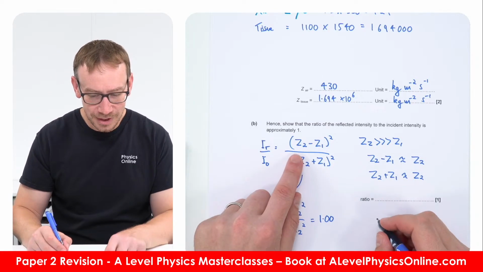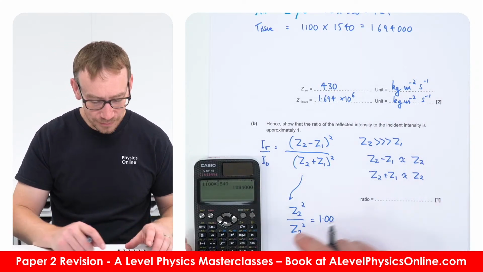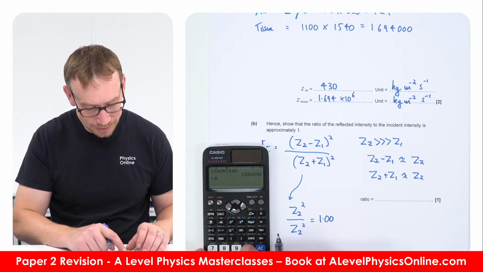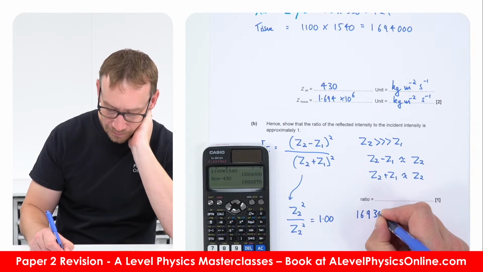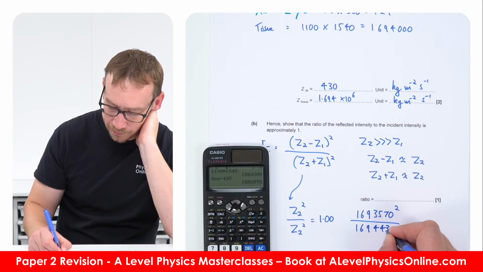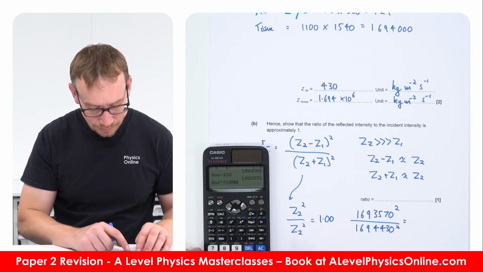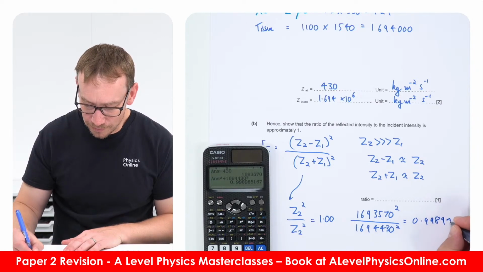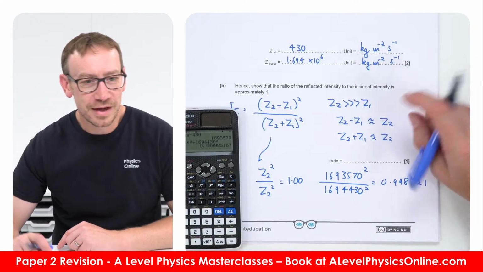If I was going to do this in the exam, I probably would put the numbers in. So if we take the answer and take away 430, it's basically 1693570 squared divided by 1694430 squared, which if we do that is basically 0.9989, which is approximately equal to 1. Okay, so that would be the approach I take in the exam, but basically, yeah, that's what I'd say.